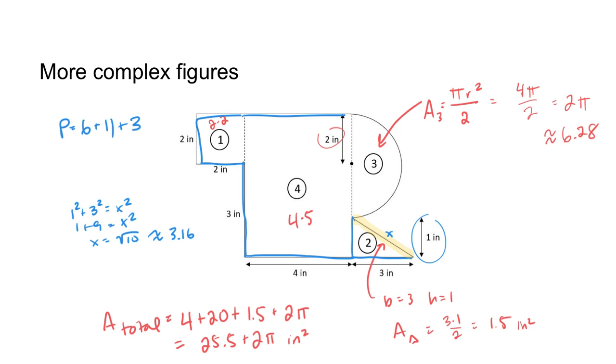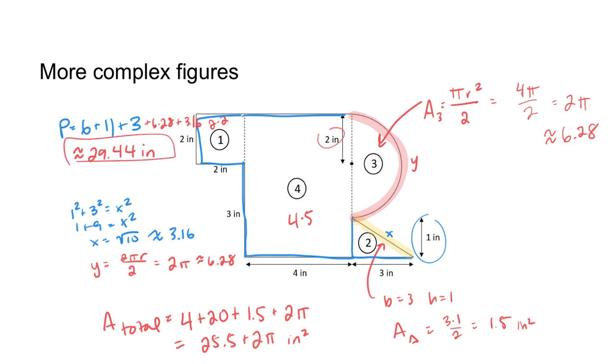Lastly, I need to figure out this piece right here, which is going to be half of the circumference of that circle. So let's just call this y, is going to be 2 pi r divided by 2 because it's a semicircle. So that's pretty easy. It's just pi r, which is, r is 2. So I've got 2 pi, which I can approximate to 6.28. So I'm going to go ahead up here and add 6.28 and the 3.16 that I came up with before. And I'm going to get a total of about 29.44 inches. Again, a single dimension right here.